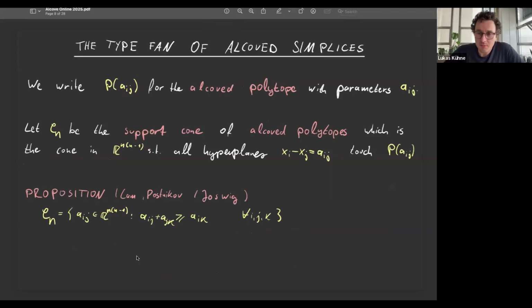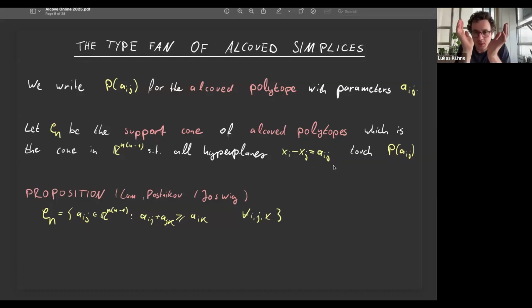Let's say I write P(a_ij) for the alcoved polytope with these parameters a_ij I chose. The first thing I'd like to look at is the so-called support cone, which I call C_n, of alcoved polytopes. That's a cone in R^(n(n-1)), since there are n(n-1) parameters, so I can view them as a vector in R^(n(n-1)). It's the cone where all hyperplanes x_i minus x_j equal to a_ij actually touch the polytope P(a_ij).